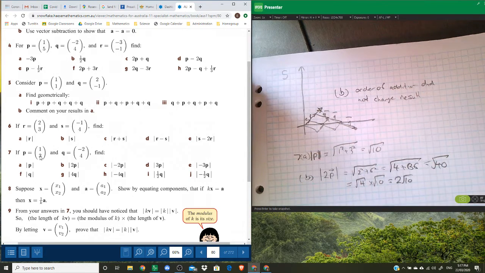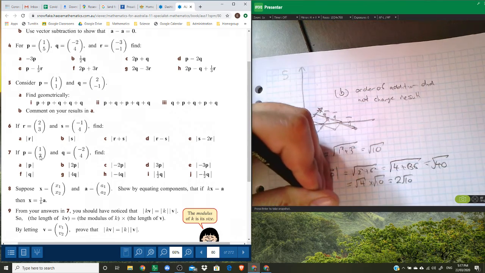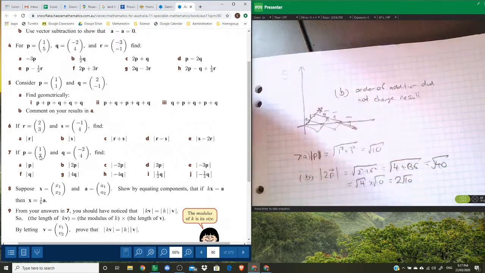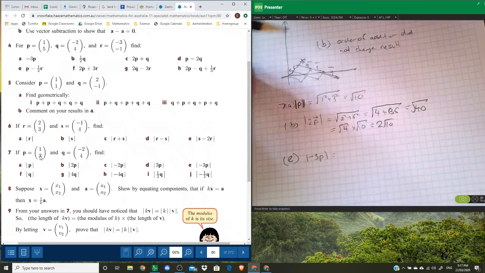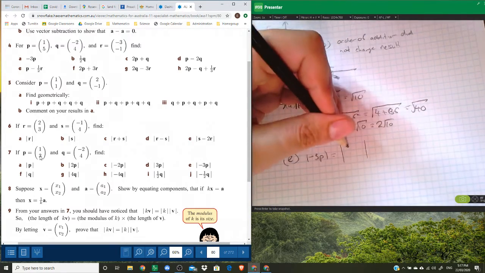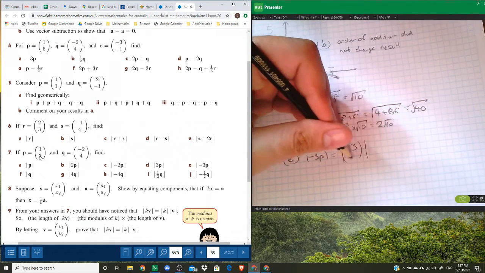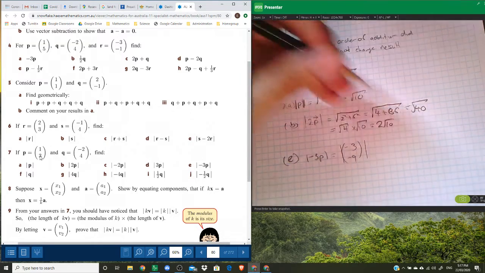But let's have a look at something else. Maybe just pick another one, p in it. If I do... there's no half p. If I do, let's just take e minus 3p. Before I actually go and do that, I will expand that out. So that is going to be the modulus of minus 3, so that'll be minus 3 and minus 9. Okay, and what happens there?